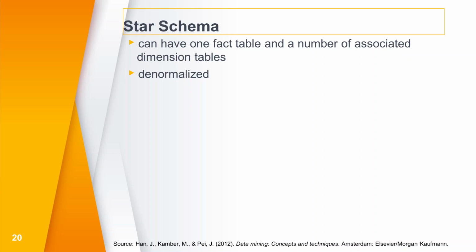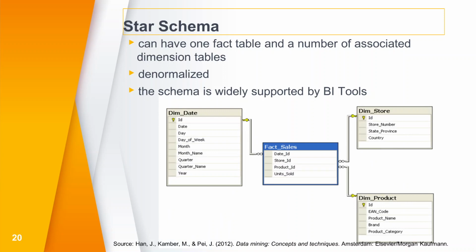Meaning the normal rules of normalization applied to transactional relational databases are relaxed during the star schema design and implementation. The reason why we denormalize in the star schema is that we want to optimize querying of large data sets. The star schema is also widely supported by different business intelligence tools. This is our example of a star schema.